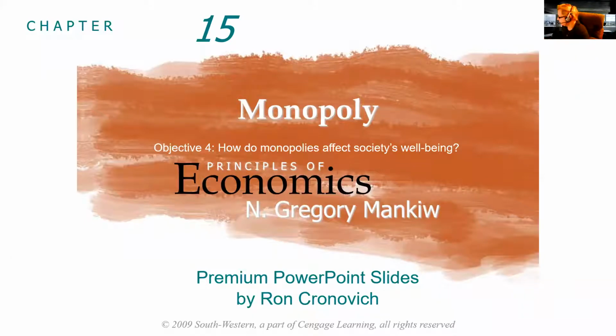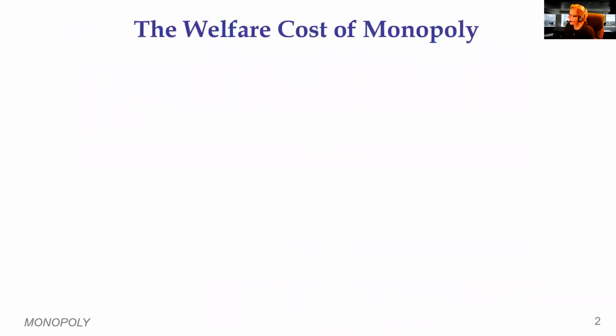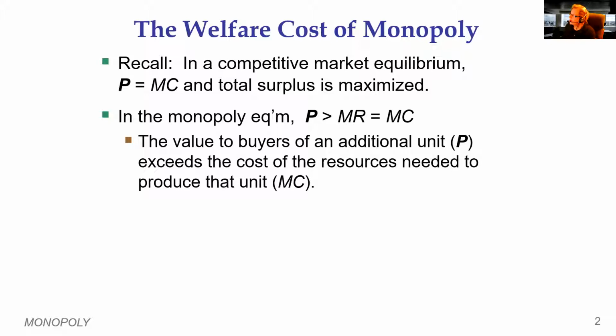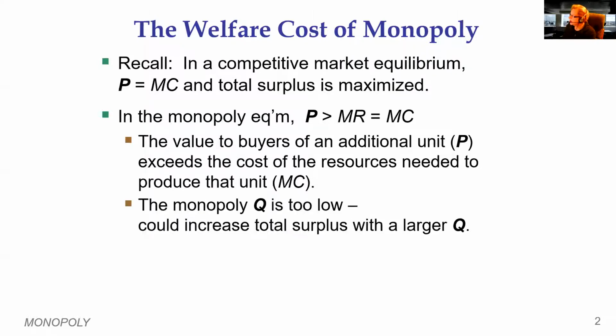So how do monopolies affect society's well-being? Remember that in a capitalistic society, we believe in markets and we like competition. So, the welfare cost of a monopoly. Remember that in a monopoly, price is greater than where marginal revenue and marginal cost meet. So what we're going to look at here is: is this market really efficient? And remember, a market's efficient if we have the quantity equal to quantity equilibrium.